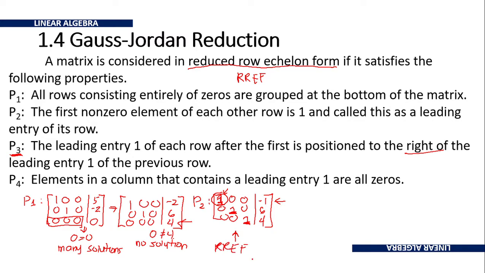Then P4: elements in a column that contains a leading entry 1 are all zeros. So, lahat daw ng elements sa column that contains a leading entry 1 are all zeros. Dapat, di ba, meron tayong column, for example, is 3 by 3 matrix. Kunwari, may leading entry ako dito na 1. Nakuha ko na yung 1 dito, so dapat yung mga remaining elements niya is 0.